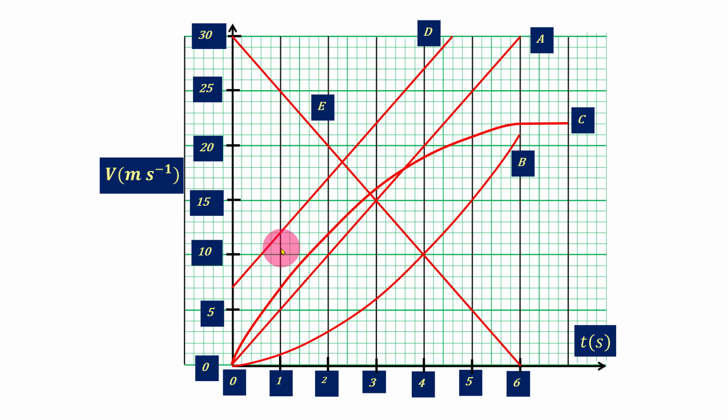So what is a complete description of how object D is moving? If you want to use the term velocity, then this is what you're going to say. You can say that the object starts with an initial velocity of 7 meters per second and moves with a velocity which is increasing uniformly. Or you can say the velocity increases by 5 meters per second every second.